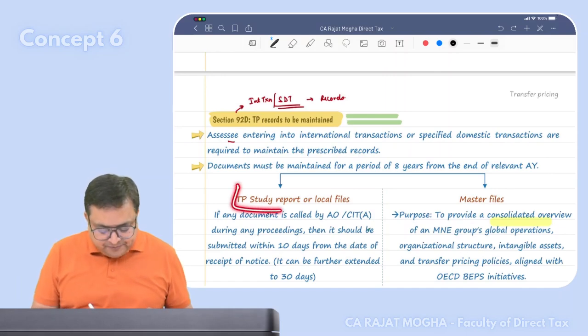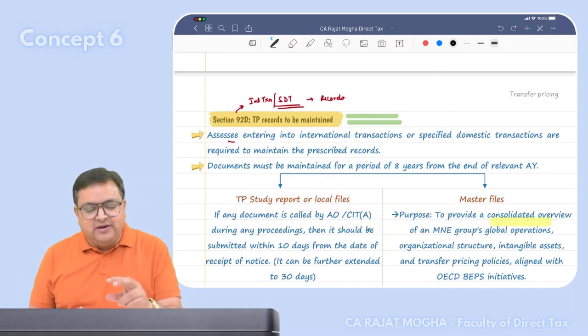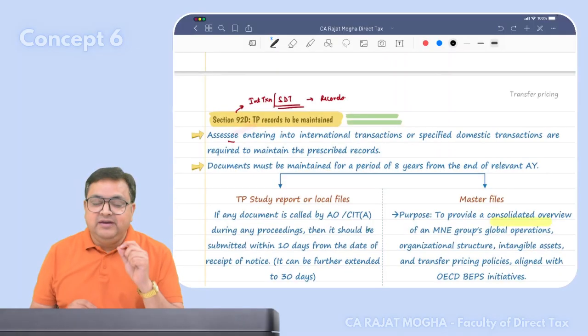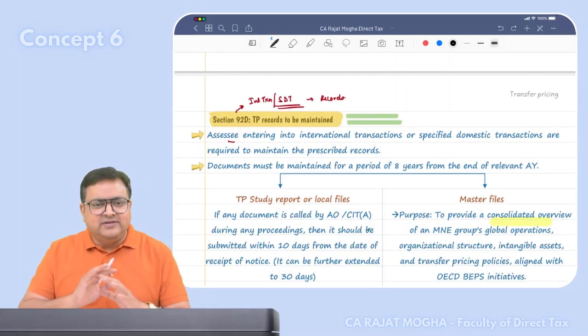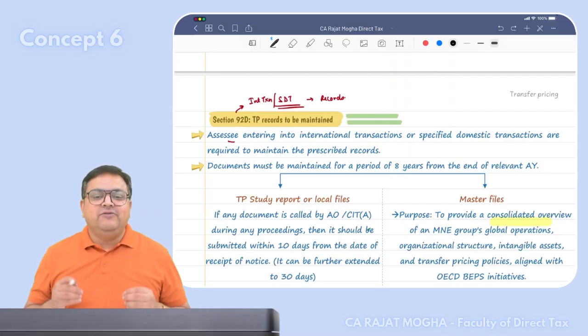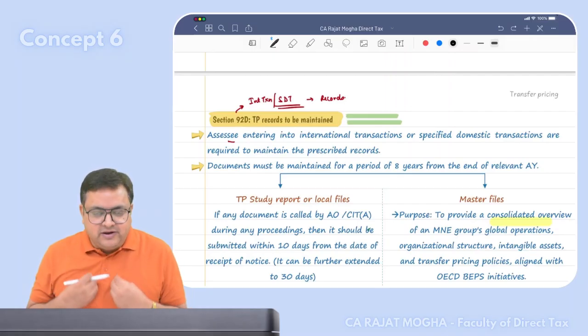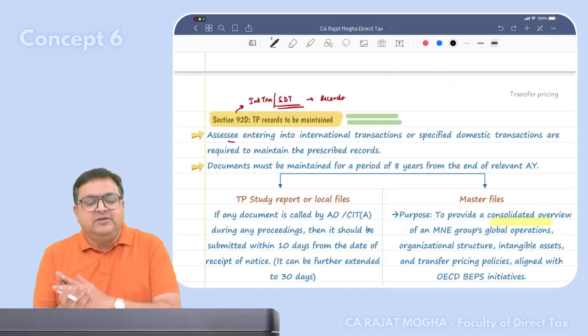The same way, you have to maintain the records. Section 92D, very, very important section. If you remember the section number, it's okay. It's also fine. But you should know that we have to maintain the records, and we don't have to submit it with the return.